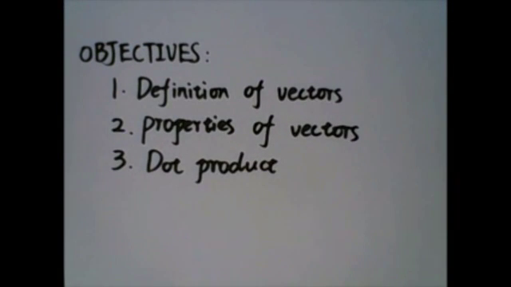In this video, we will have a look at some basic concepts of vectors. First, we will have a look at the definition of vectors. Then we will move on to the properties of vectors. This will include the length, the unit vector, and also the algebra rules of vectors. And finally, we will have a look at the dot product.